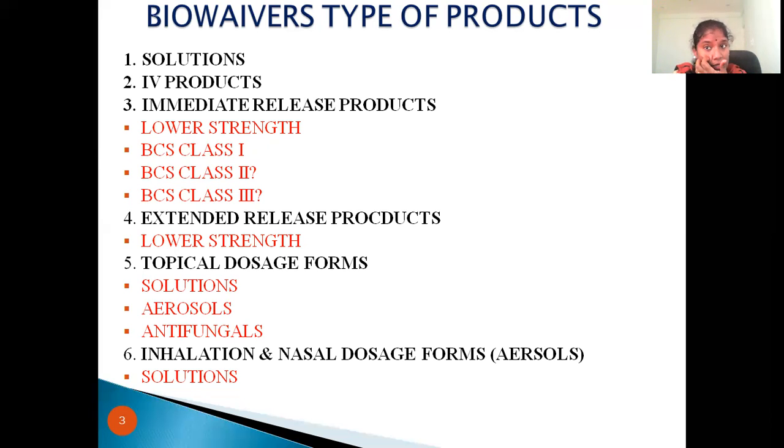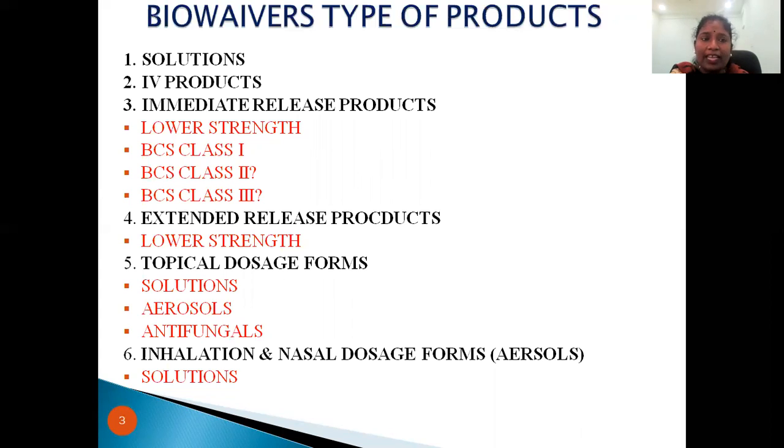And mainly you are taking the absorption phase. So why are we taking the absorption phase? Because how much of the drug is available within the systemic circulation, and how fast it is available within the systemic circulation, that only decides the pharmacological action. So that's why they are mainly concerned about the absorption phase. So for test versus reference, we are comparing the absorption phase.